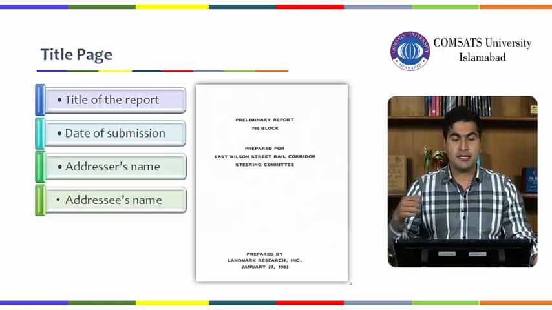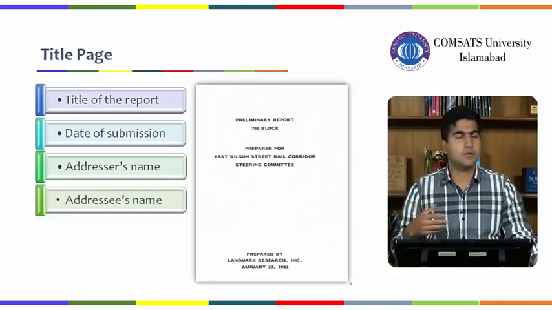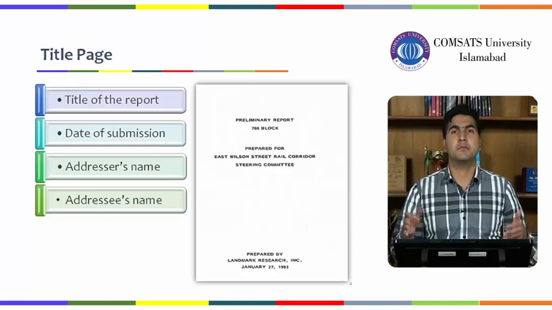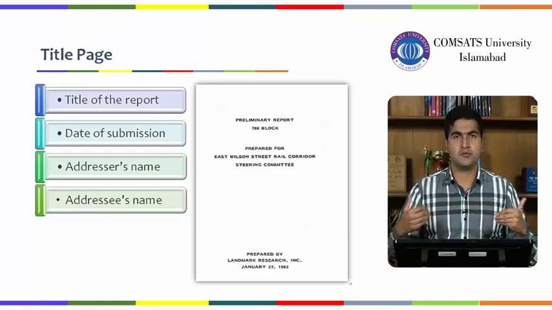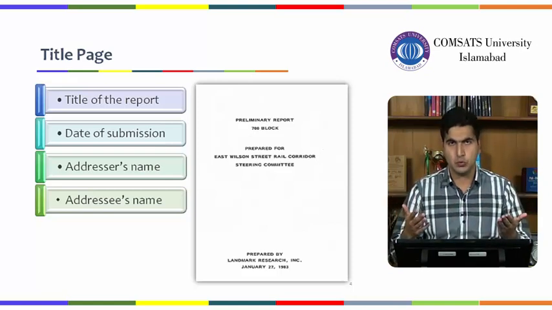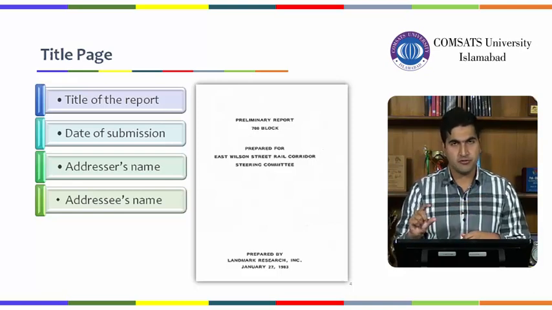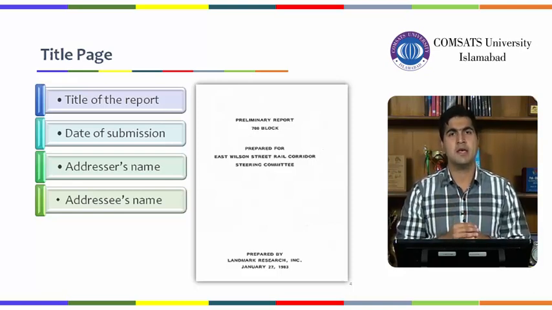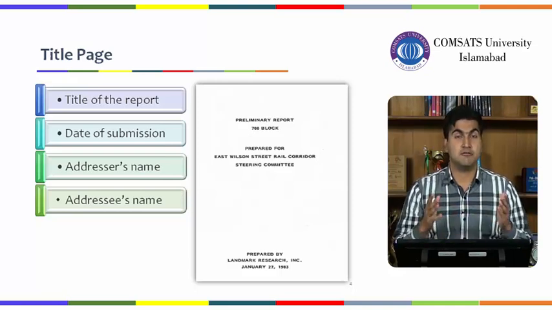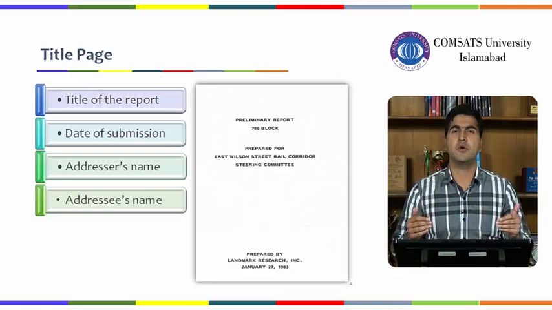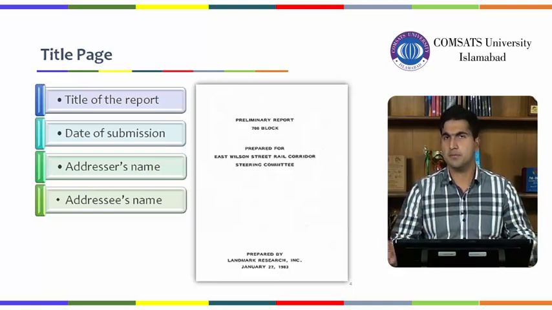Then the third component, and that is the addresser's name. Who is the addresser? The one who is addressing. For example, I am the one who is writing the report for you. That makes me the addresser and you the addressee. So within the addresser's name, I'm going to write my own name, and for the one the report has been written, that is basically the addressee's name, where I'm going to write your name or all the other individuals who have to receive this report.